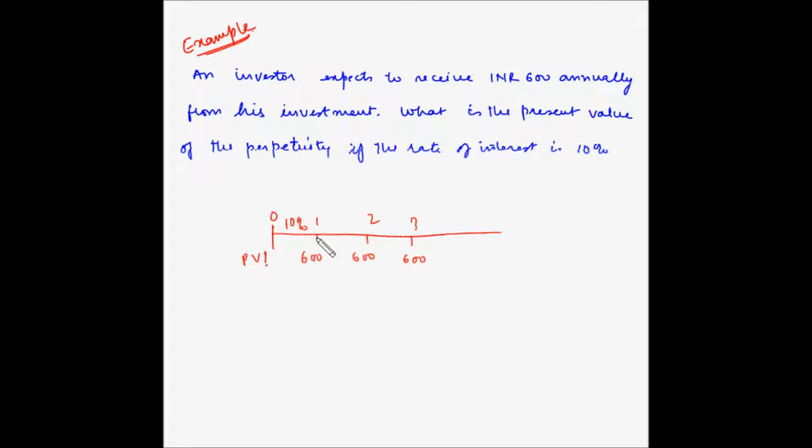So as we know, in case of perpetuity, the amount of interest gained each year should be equal to the amount of payout. So the present value of the perpetuity into the interest rate should be equal to the annuity amount. So PV is equal to A divided by I, which is equal to 600 divided by 0.1, which is equal to 6,000 rupees. So 6,000 is the present value of this perpetuity.